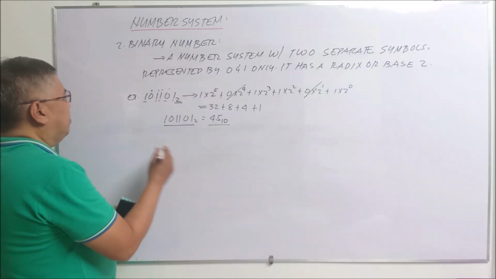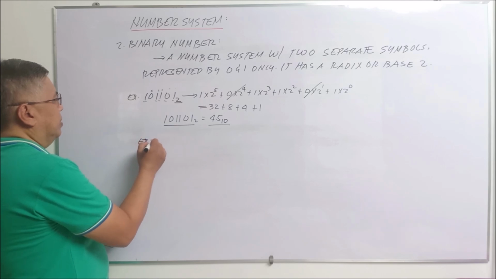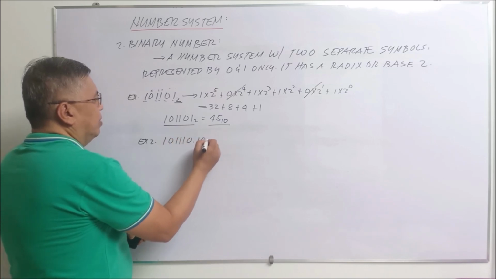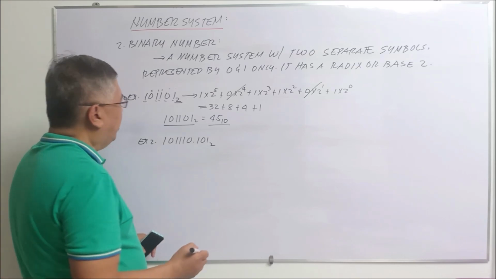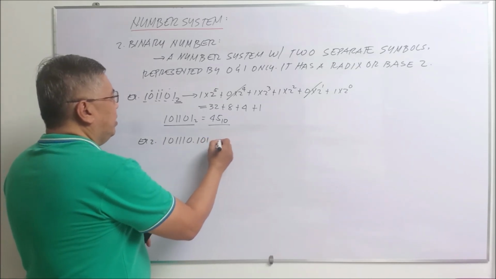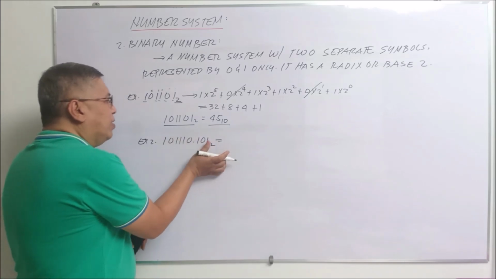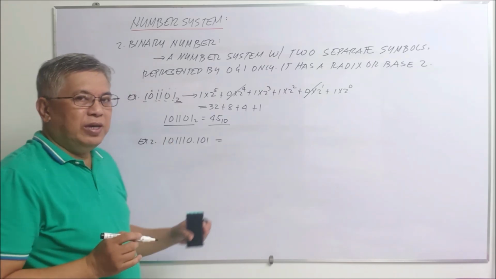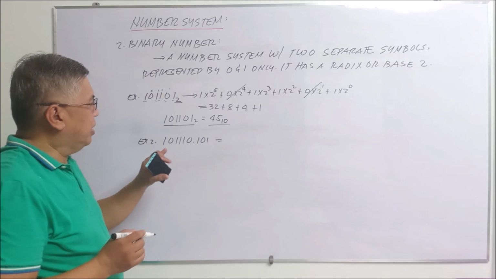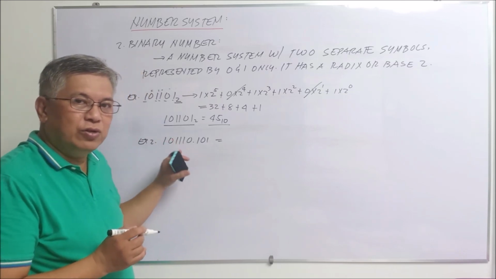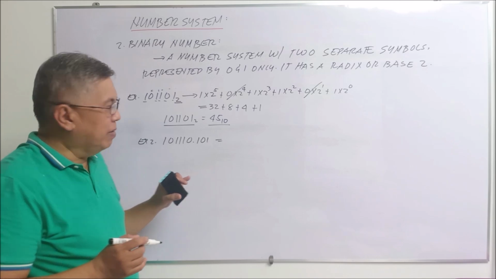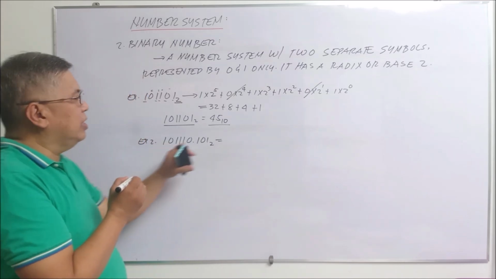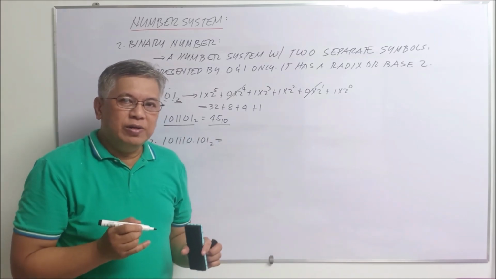Another example. Let's say you have 101110.101 of base 2. How do we obtain the positional notation again? Without the presence of the base 2 here, this number can be a decimal number, an octal number, or also a hexadecimal number. That is why, with the presence of the base, we can say that this is a binary number system.